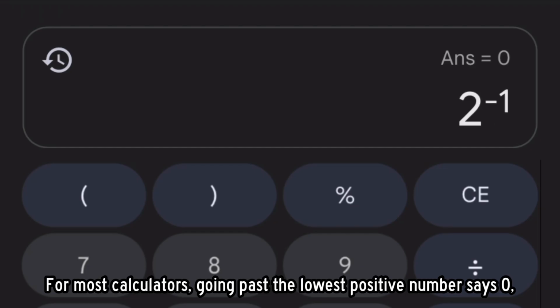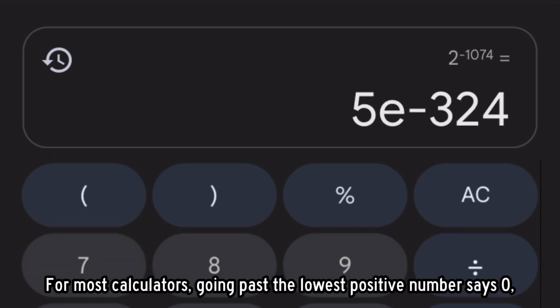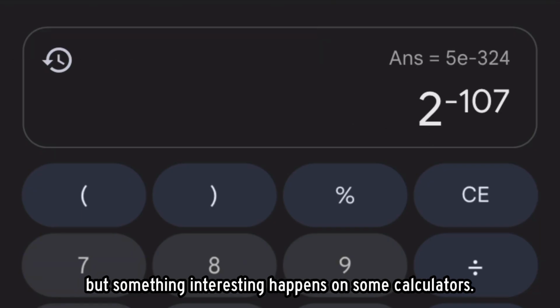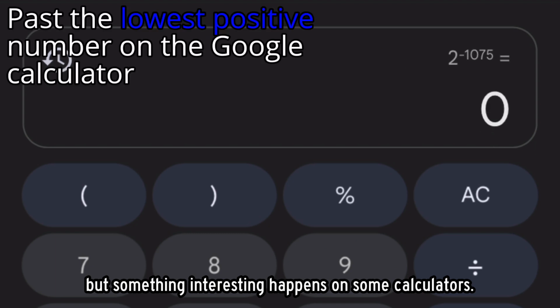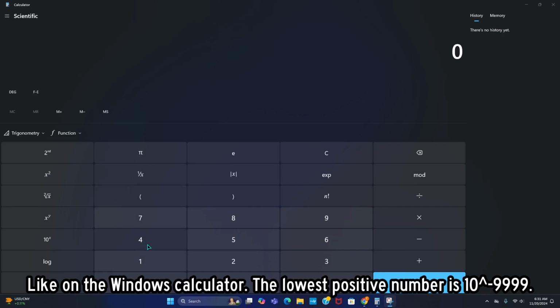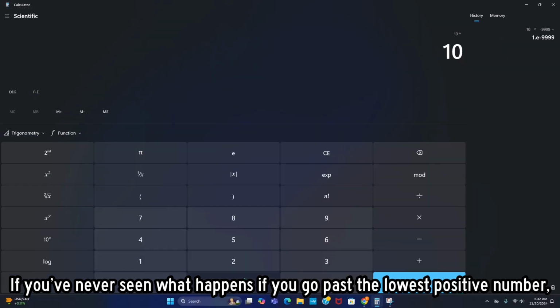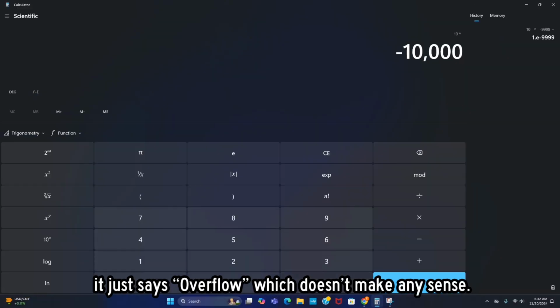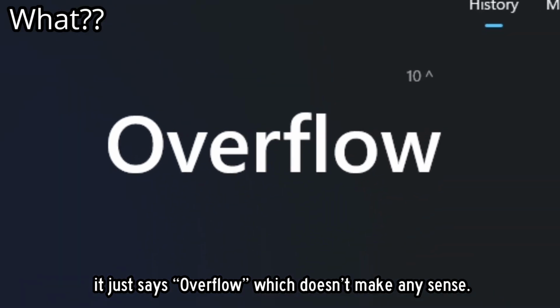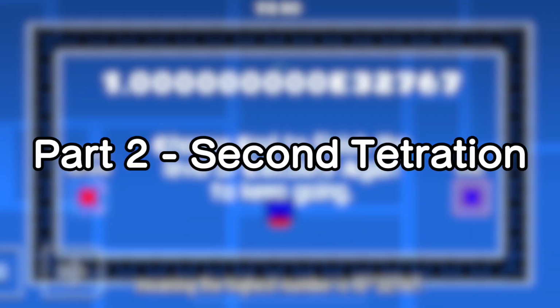For most calculators, going past the lowest positive number says 0. But something interesting happens on some calculators. Like on the Windows calculator, the lowest positive number is 10 to the power of minus 9,999. If you've never seen what happens if you go past the lowest positive number, it just says overflow, which doesn't make any sense. Let's try tetrated to 2 as our next part.